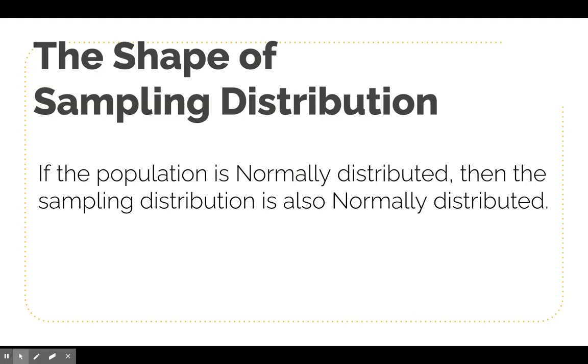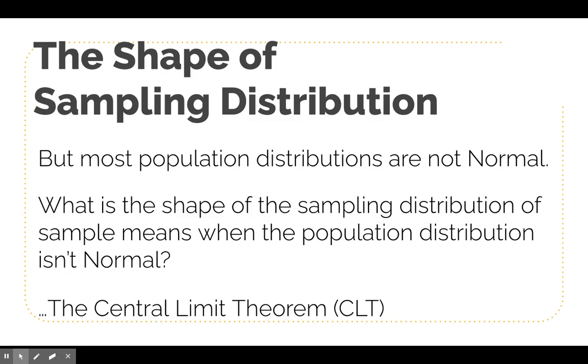So for the shape of a sampling distribution, if the population that you're sampling from is normally distributed, then the sampling distribution will also be normally distributed. That's always true. But when it comes down to it, most population distributions are not normally distributed. So what is the shape of the sampling distribution of sample means when the population distribution isn't normal? So we're going to look at a new theorem to help us answer that question, and that theorem is the central limit theorem, often abbreviated CLT.